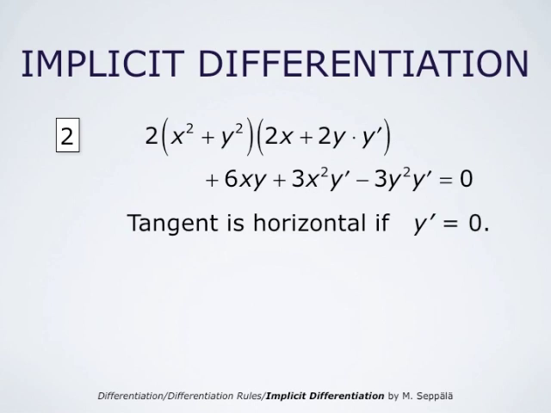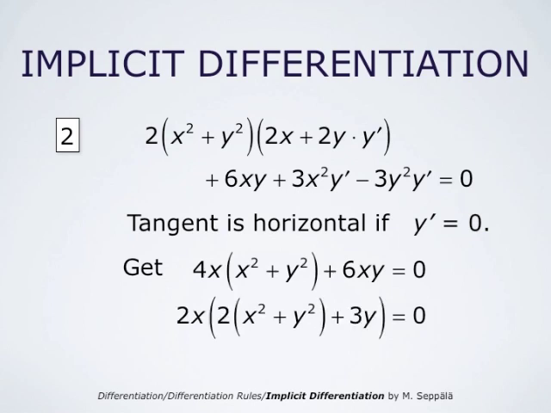Therefore this equation simplifies to, we simply plug in 0 in place of y prime, and we get 4x times (x squared plus y squared) plus 6xy equals 0. This can still be written as 2 times x times (2 times (x squared plus y squared) plus 3y) equals 0. We simply take 2 times x as a common factor. So those points x, y on the curve at which the tangent is horizontal satisfy 2 times x times (2 times (x squared plus y squared) plus 3y) equals 0.